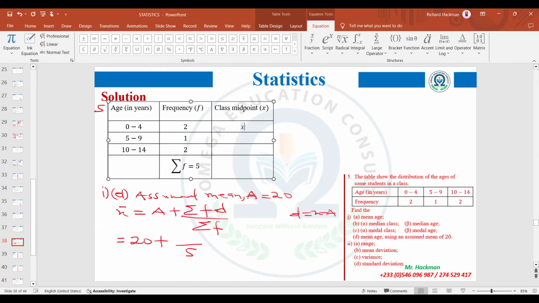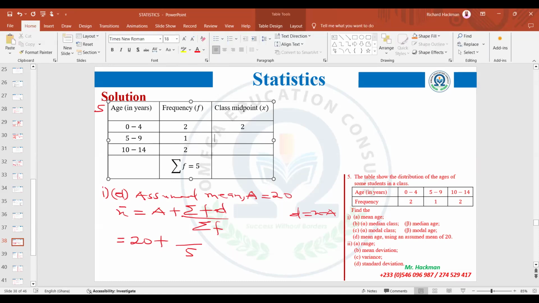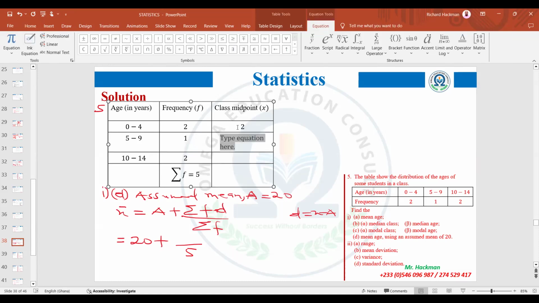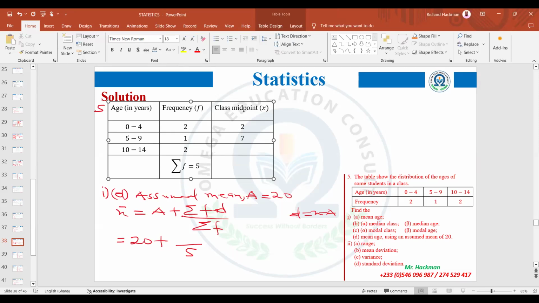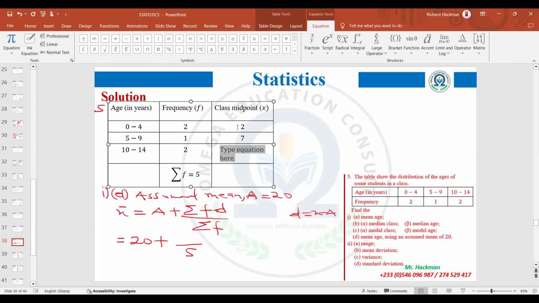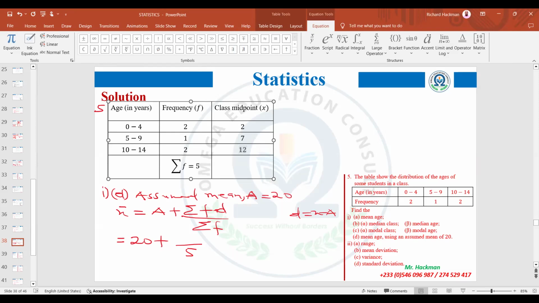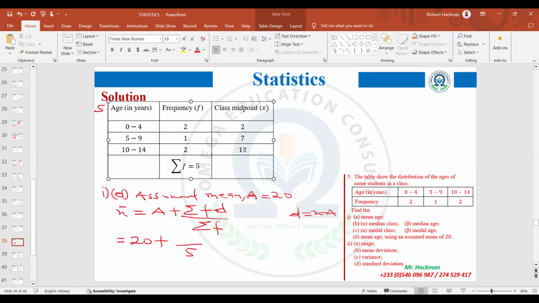So help me with the rest of the values. The next one, what will be your class midpoint? 5 plus 9 over 2. What do we get? 7. Then the next one. 12. Okay, you are right. We don't need the sigma x, so there wouldn't be anything here.